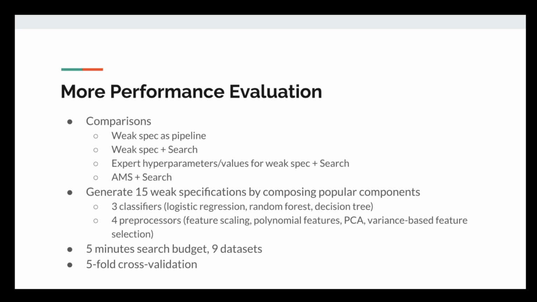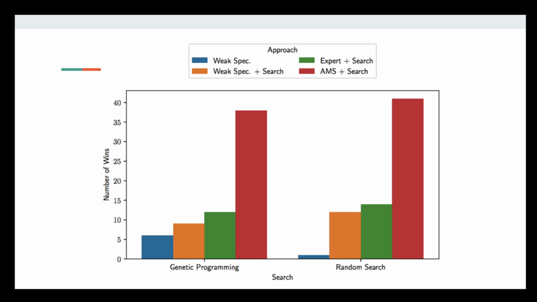For these experiments, we generated 15 weak specifications by composing popular components from the scikit-learn library. This included 3 different classifiers and 4 preprocessor components. We carry out these experiments on 9 datasets, providing a 5-minute search budget for each iteration and carrying out 5-fold cross-validation. Our results are as follows.